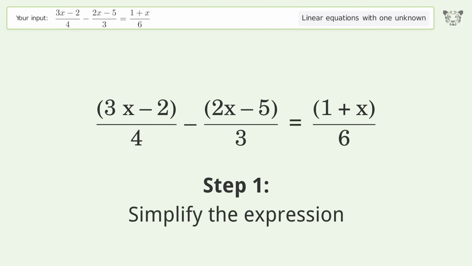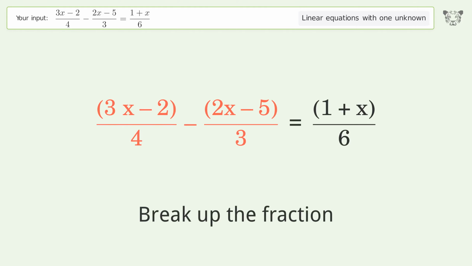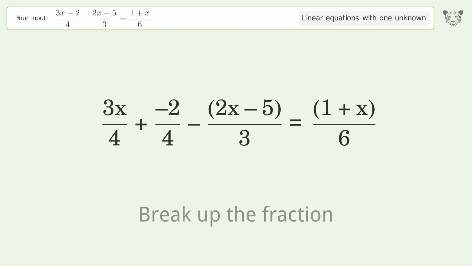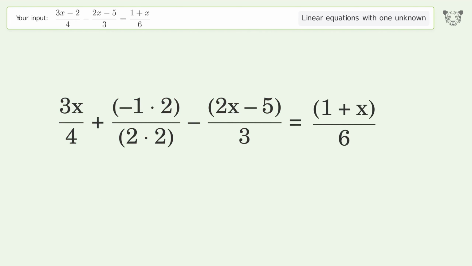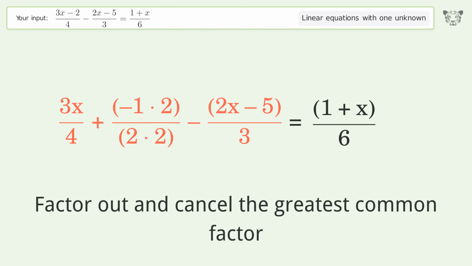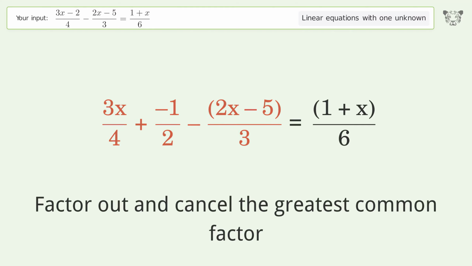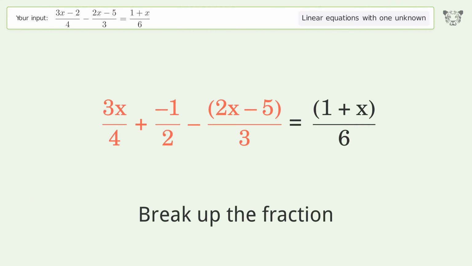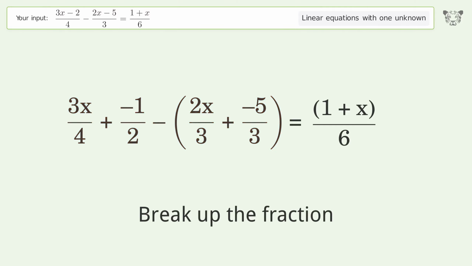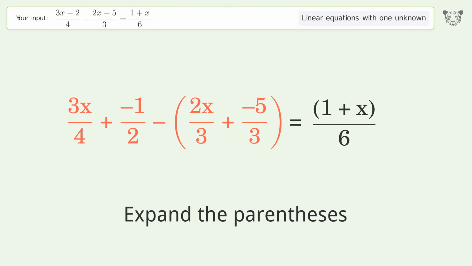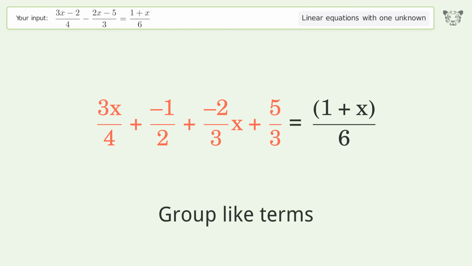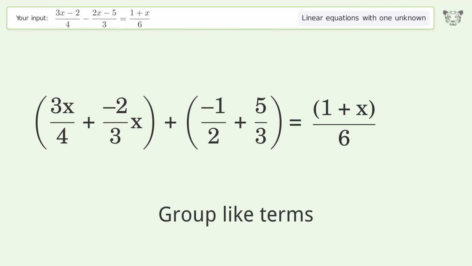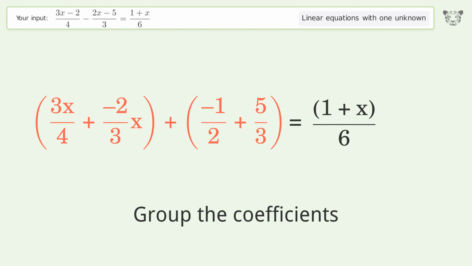Simplify the expression. Break up the fraction. Find the greatest common factor of the numerator and denominator. Factor out and cancel the greatest common factor. Break up the fraction. Expand the parentheses. Group like terms. Group the coefficients.